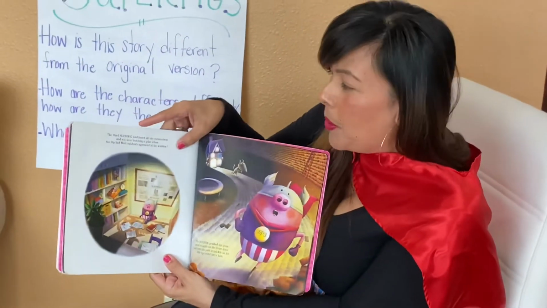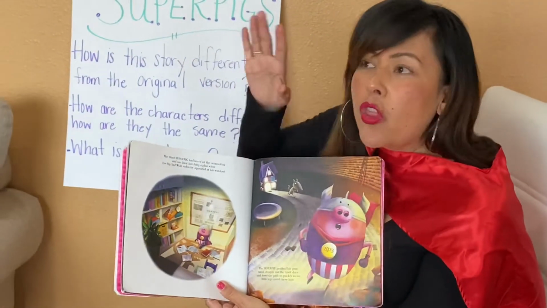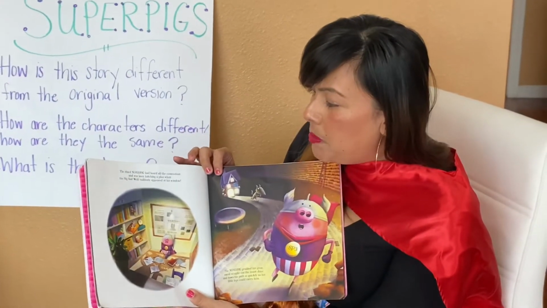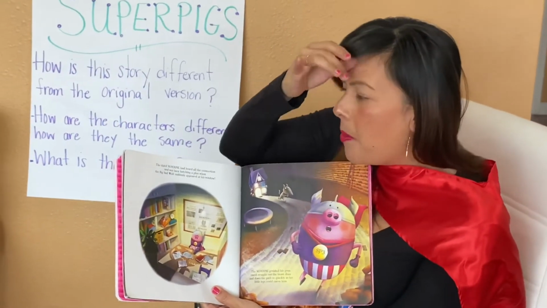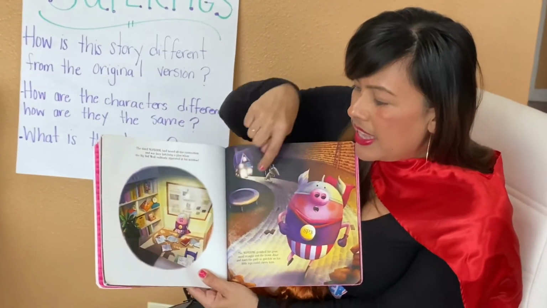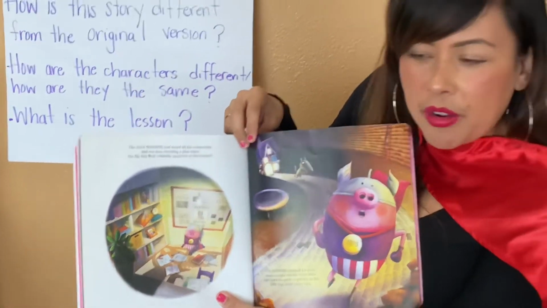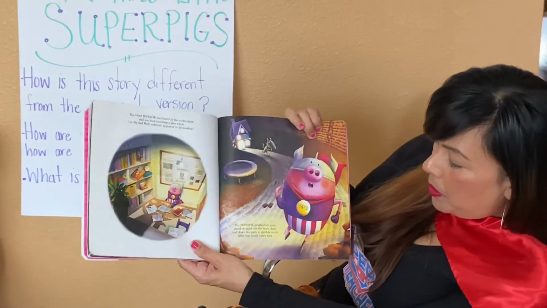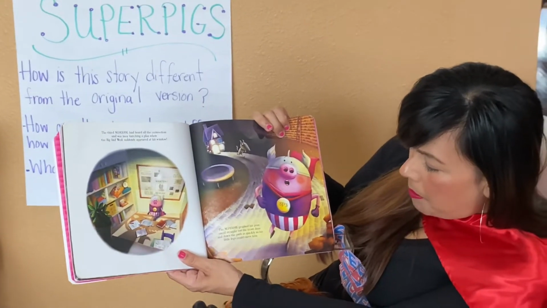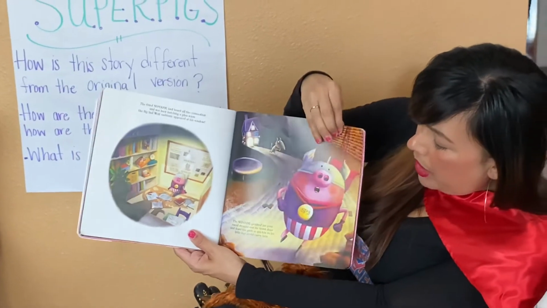The third super pig had heard all the commotion. What does that mean? He heard all the noise, everything going on, and was busy hatching a plan when the big bad wolf suddenly appeared at his window. So look, he's trying to hatch a plan. He's trying to make a plan to catch the wolf. The super pig grabbed his gear, raced straight out of the front door and down the path as quickly as his little legs could carry him. So there goes Super Pig 3.